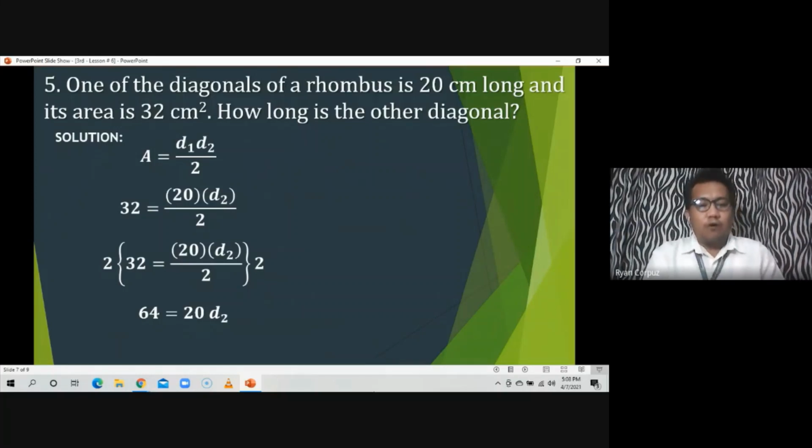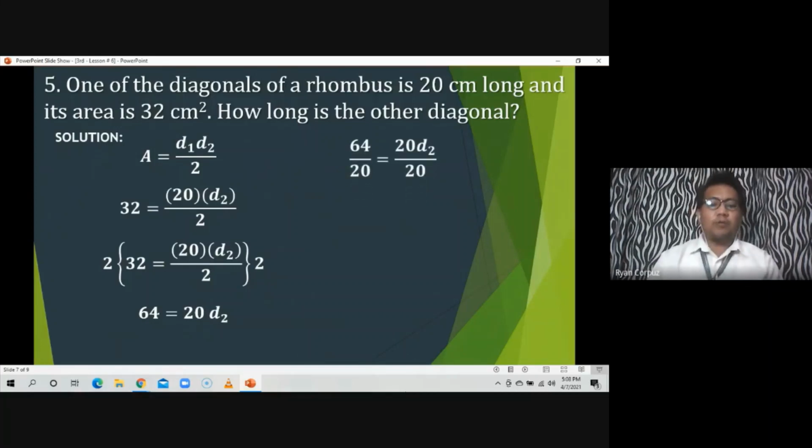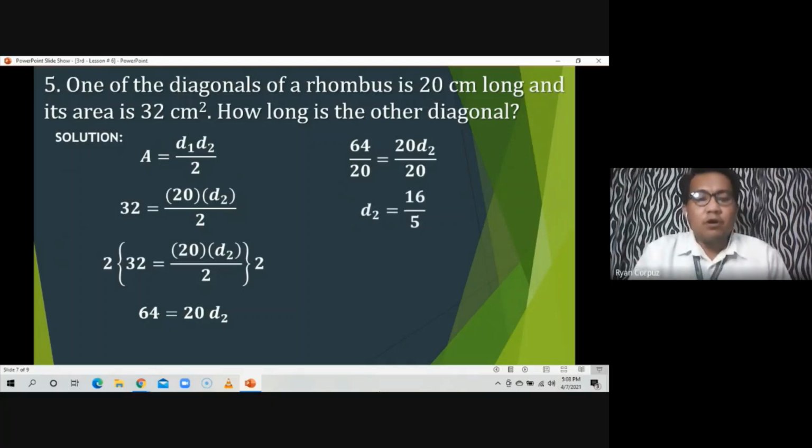What we are looking for is the measure of the other diagonal. So since may kasama pang 20 yung d sub 2 natin, what we are going to do is to divide both sides of the equation by 20. So ma-cancel out na yung 20 natin dito, mahitira na is d sub 2, which is the one we are looking for in the problem. So d sub 2 is equal to 64 over 20.